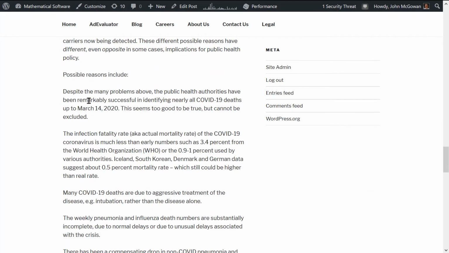So the possible reasons include, despite the many problems above, the public health authorities have been remarkably successful in identifying nearly all COVID-19 deaths up to March 14th, 2020. This seems too good to be true, but cannot be excluded.